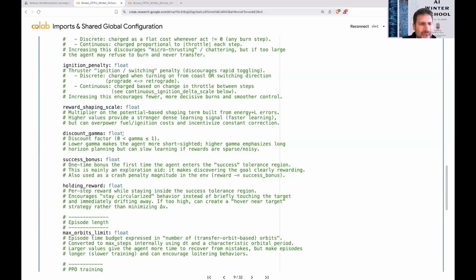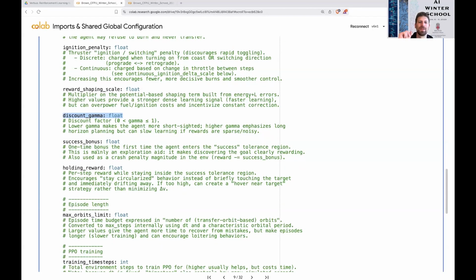Gamma, we talked about this again. This was the how to discount things far in the future in your trajectory when calculating the reward. So this is going to be something very close to one, meaning that we're going to care about the whole trajectory, but we're going to care less and less as we get to long horizons.